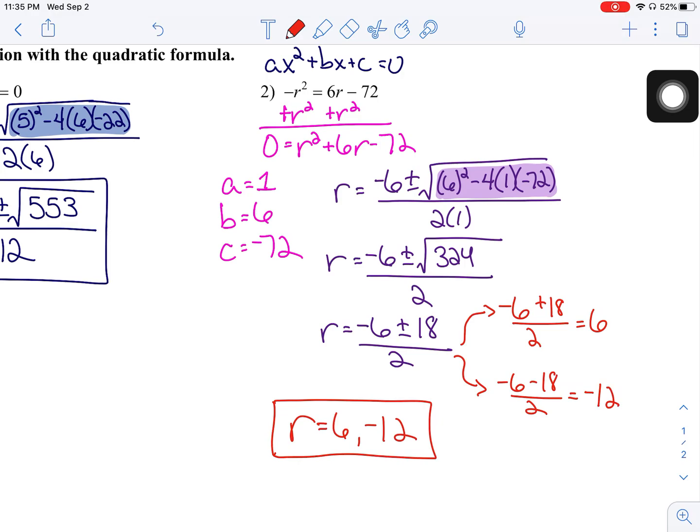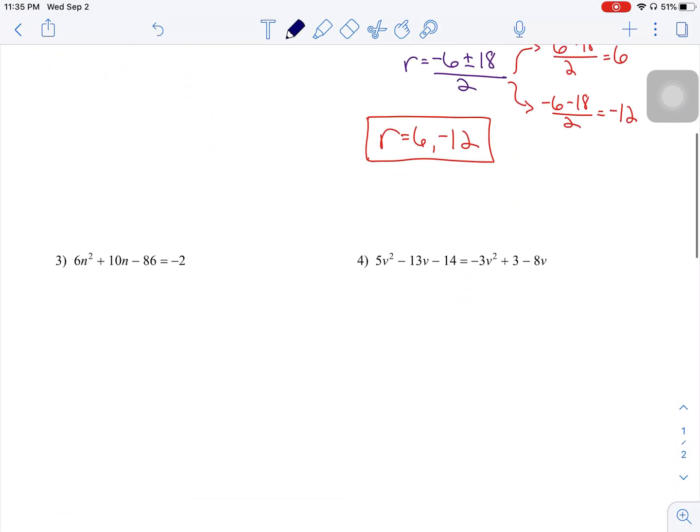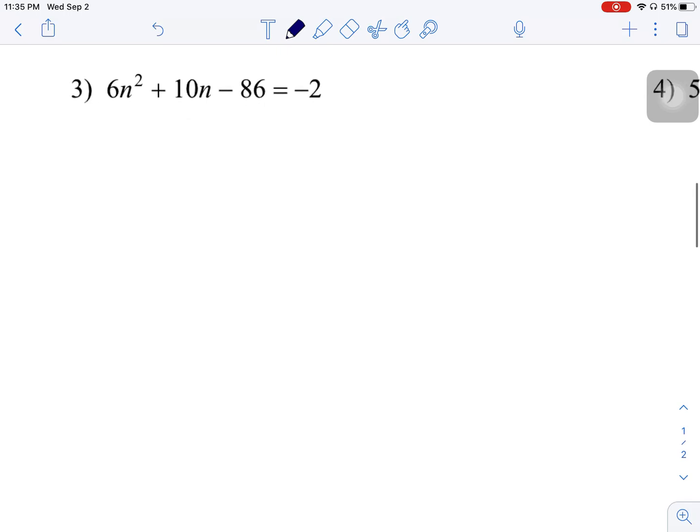Okay, so you've now seen what happens if you get a perfect square and what happens if you don't, so you kind of understand how to work with those. All right, I am going to take a look at problem number 3 here, example number 3.